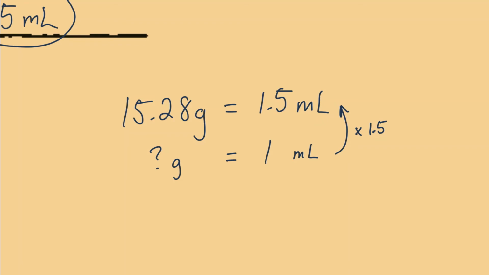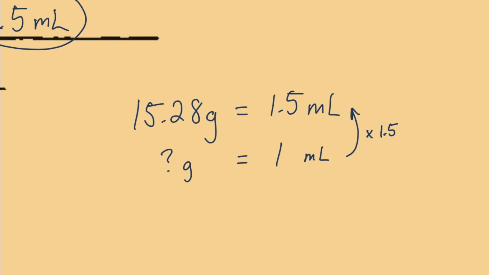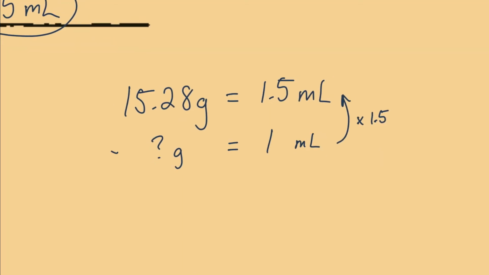To get up from 1 to 1.5, we multiply by 1.5. Now, if we multiply by 1.5 to get from the bottom up to the top, that is, we have 1.5 times as many milliliters on the top as we do on the bottom, then we should also have 1.5 times as many grams on the top as we do on the bottom. So I'm going to draw a symmetrical arrow, right? The exact same, facing the same way, and I'm going to put my same conversion factor of 1.5. This is showing me that to get from whatever this number is up to 15.28, we need to multiply by 1.5.